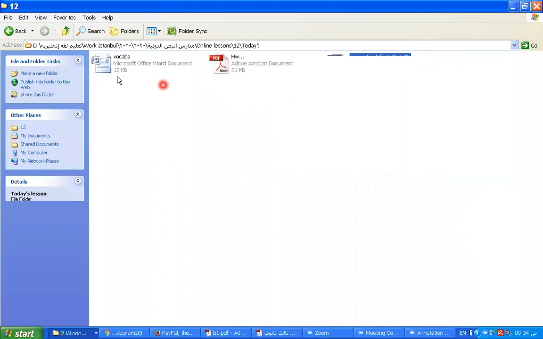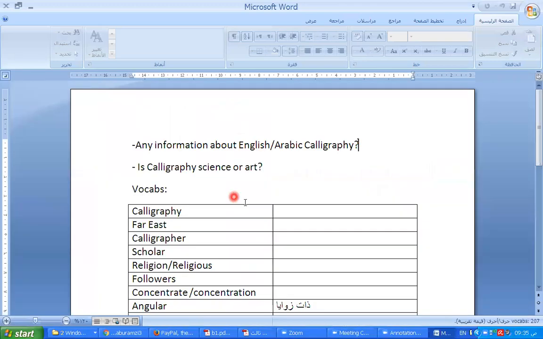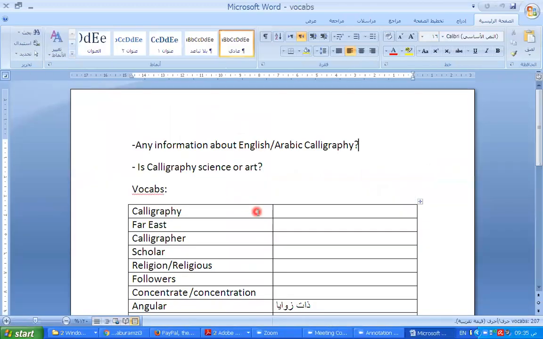I prepared some new vocabulary. We start with them. But before we start, Abdullah, do you have any idea about Arabic or English calligraphy? Do you have any idea about English calligraphy?